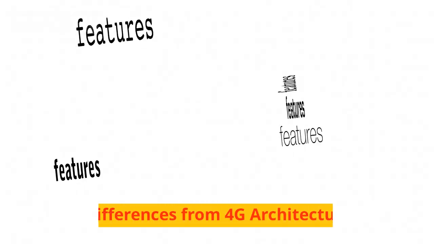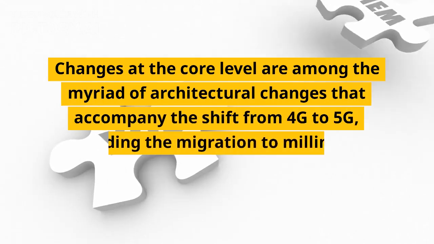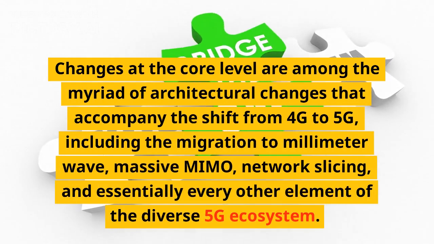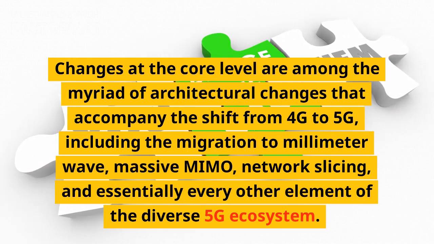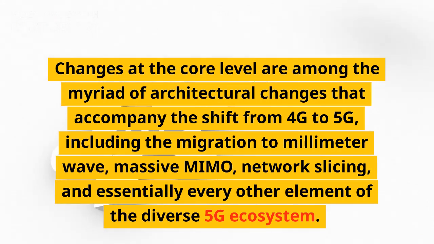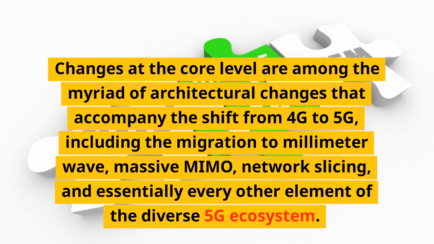Differences from 4G architecture. Changes at the core level are among the myriad of architectural changes that accompany the shift from 4G to 5G, including the migration to millimeter wave, massive MIMO, network slicing, and essentially every other element of the diverse 5G ecosystem.